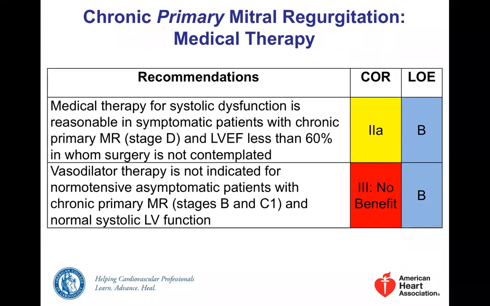For the medical therapy for chronic primary mitral regurgitation, the recommendation is that medical therapy for systolic dysfunction is reasonable in symptomatic patients with chronic primary mitral regurgitation, stage D, and ejection fraction less than 60%, in whom surgery is not contemplated. This is a class 2A. Vasodilator therapy is not indicated for normotensive asymptomatic patients with chronic primary mitral regurgitation and normal systolic LV function. It's class 3 and there is no benefit from it.